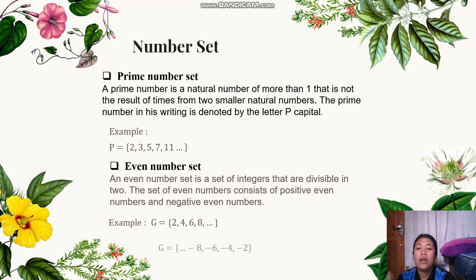Okay, next, for example, negative even numbers. G equals {..., -8, -6, -4, -2}.